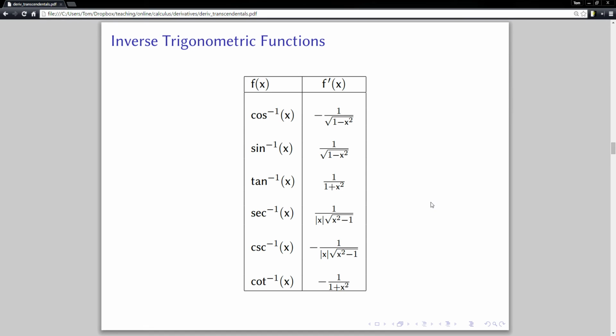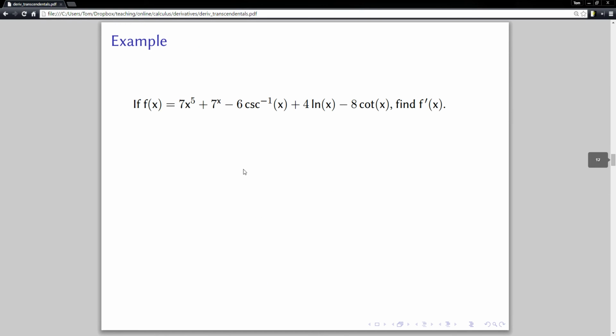So let's take a look at an example here. And basically, this is just practice at dealing with the derivatives of these transcendental functions. So here I have a pretty complicated function, right? It's 7x to the 5th plus 7 to the x power minus 6 inverse cosecant of x plus 4 times the natural log of x minus 8 times the cotangent of x.